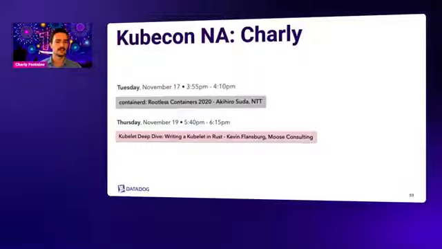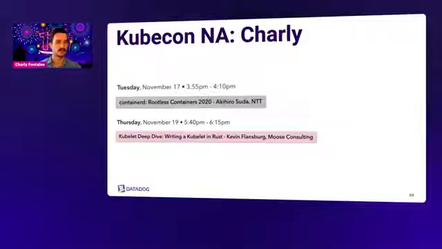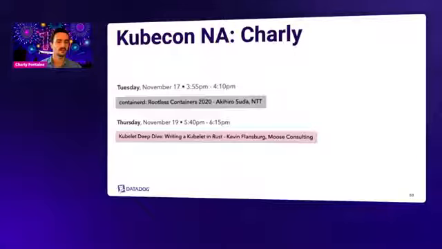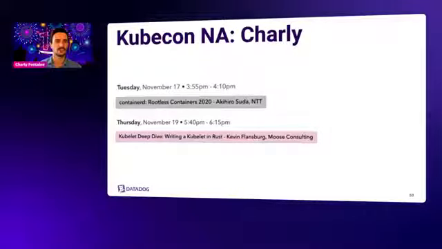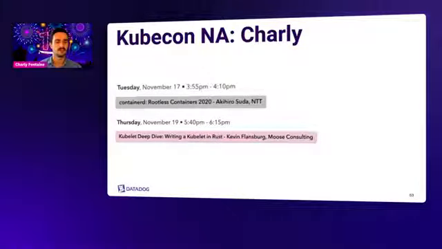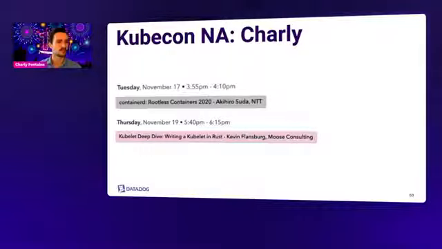And the other one is on Thursday. It's Writing the Kubelet in Rust. I've been following the Rust community for some time now, and I'm really interested in seeing what the kubelet in Rust would look like, especially the performance of the binary. Would it be better? Would it be faster? And what kind of bottleneck they've hit, because you have to go very low level if you want to go very high scale.